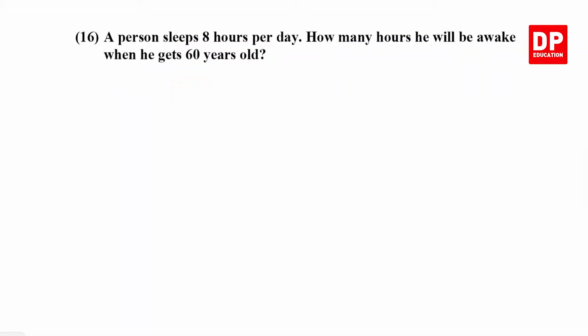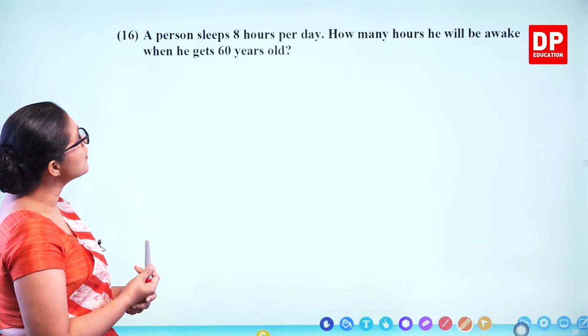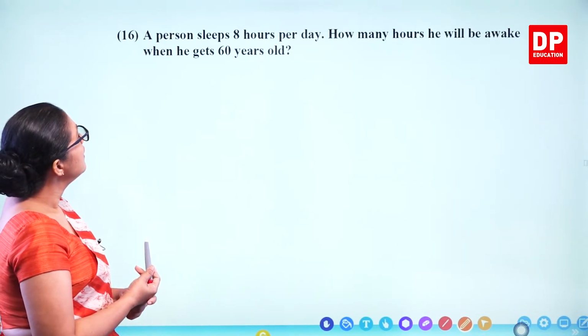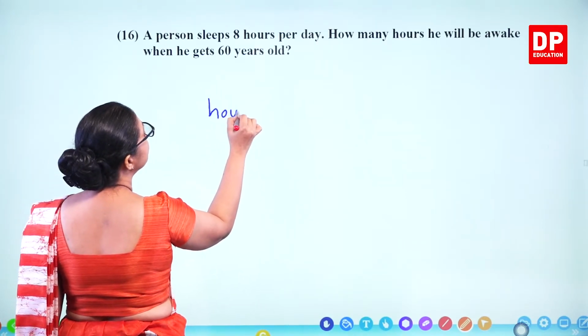Question number 16. A person sleeps 8 hours per day. How many hours will he be awake when he gets 60 years old? 8 hours per day. So, hours awake per day.